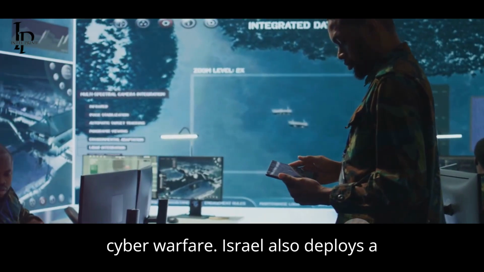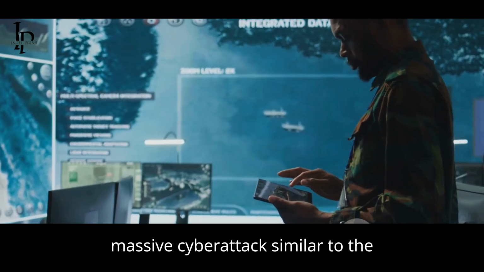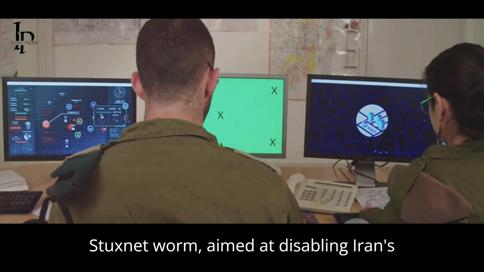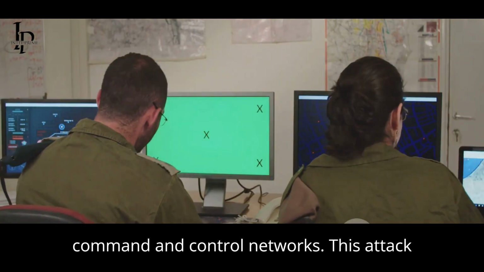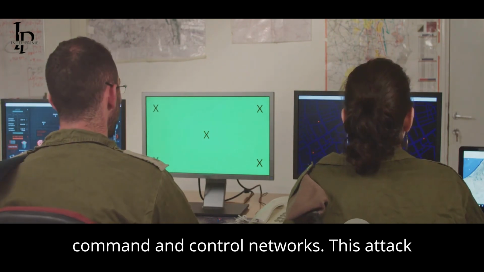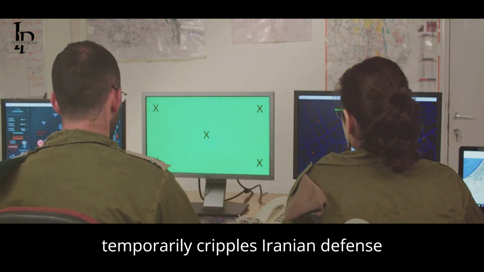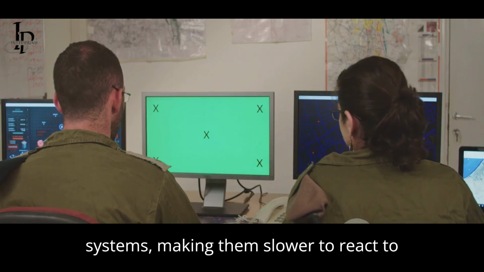Cyber warfare. Israel also deploys a massive cyber attack similar to the Stuxnet worm, aimed at disabling Iran's nuclear centrifuges and disrupting their command and control networks. This attack temporarily cripples Iranian defense systems, making them slower to react to the airstrikes.